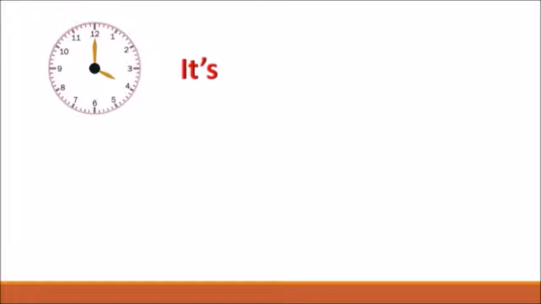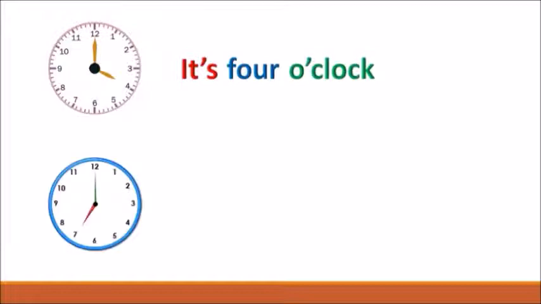Entonces, para responder, volvemos a lo mismo, iniciamos con it's. The hour hand is pointing at number 4. La aguja más chiquita está apuntando al 4. Entonces sabemos que son las 4. It's 4. And the minute hand is pointing at number 12. Entonces sabemos que son las 4 en punto. So it's 4 o'clock. Okay, what about this picture? What time is it?